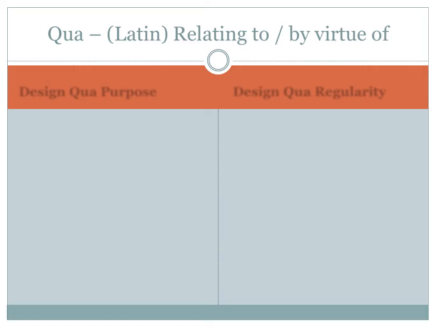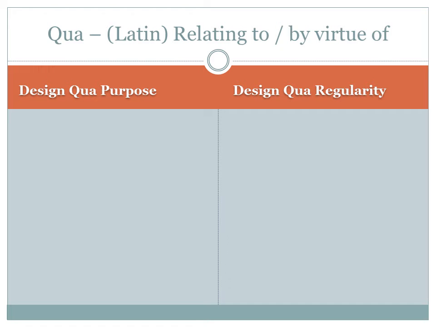Now, Paley includes two aspects to his version of the argument, and it is best expressed by the Latin word qua, meaning relating to or by virtue of. He argues first design qua purpose, and this we've seen in the above analogy and argument. But he also argues design qua regularity.